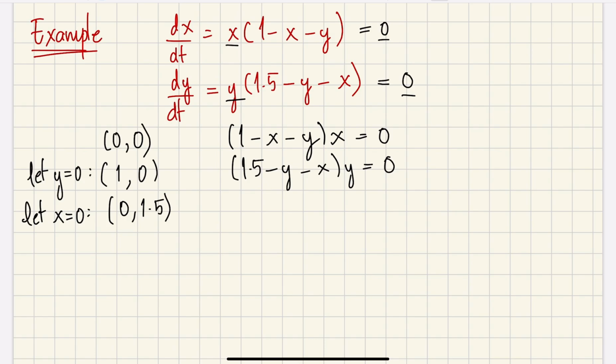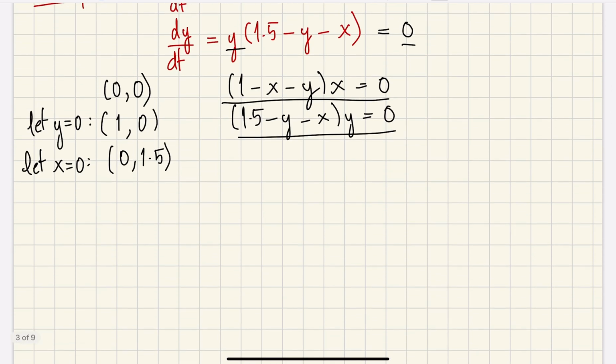Now these actually check out. You can check these by plugging them in into these equations, and they will check out to come out as 0. So we have our three critical points, which are these.